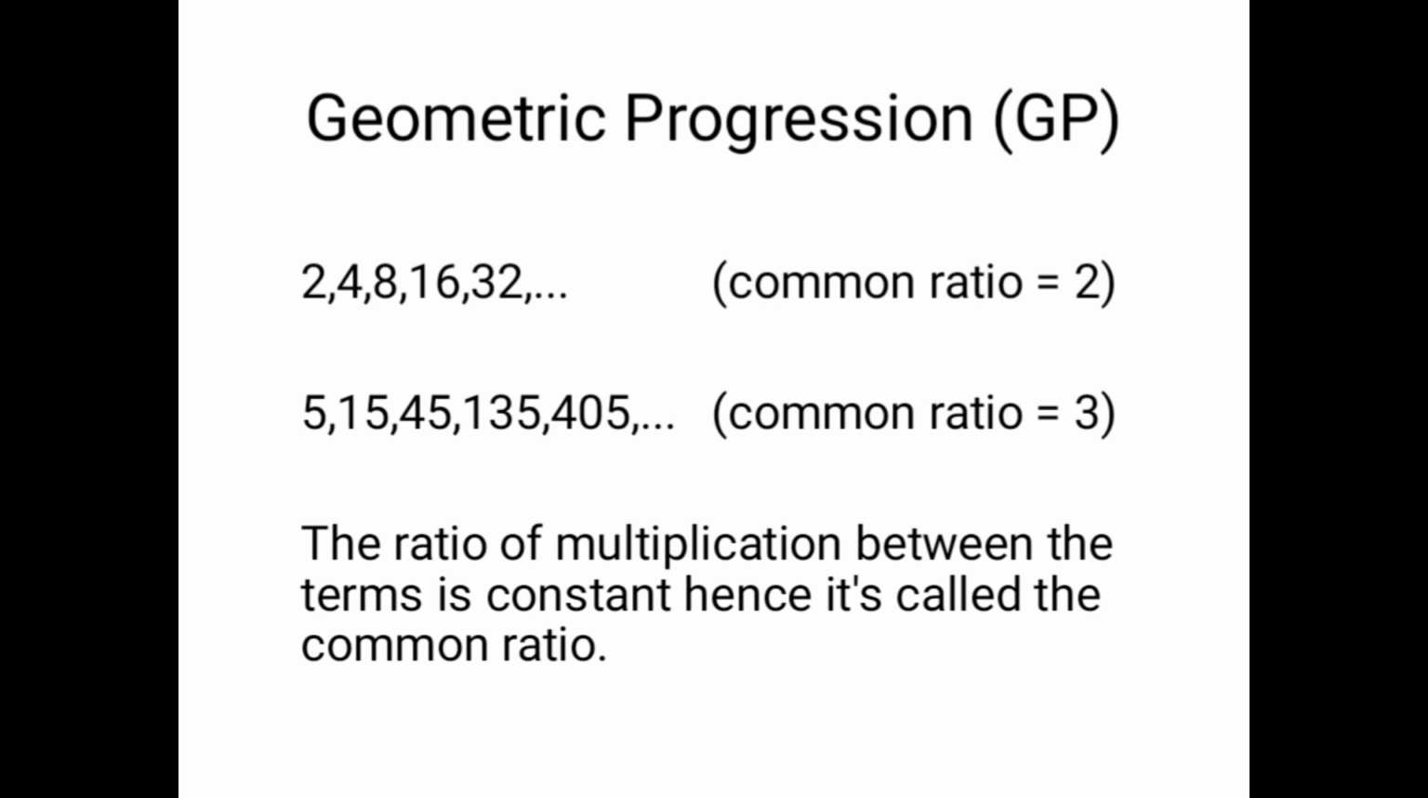The same can be applied to the second sequence here. 5, 15, 45, 135, 405. So the common ratio there is what? 3. So the ratio of multiplication or division between the terms is constant, hence we call it the common ratio. Now, if we want to predict the next term, we can easily do that. But what if we need to predict the 20th term, or let's say the 100th term?